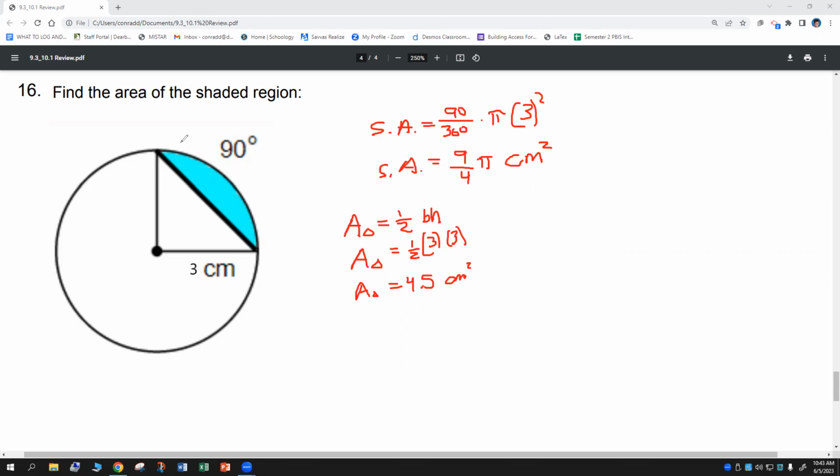All right, so then to find just the area of the shaded region, we have to take 9/4 pi and we need to subtract 4.5. And that's going to give us approximately 2.6 centimeters squared. All right, last one here.